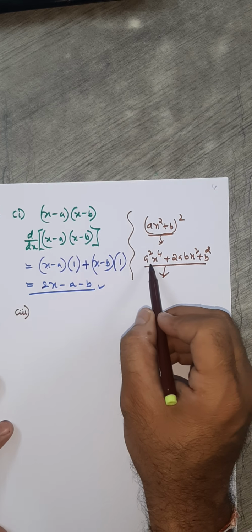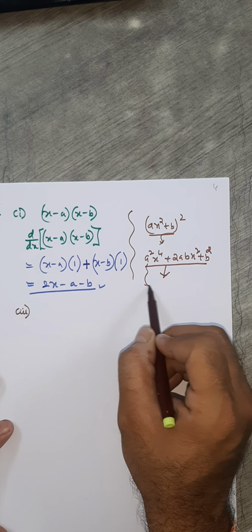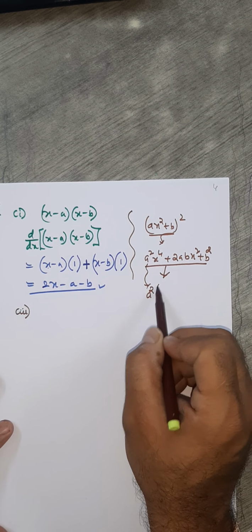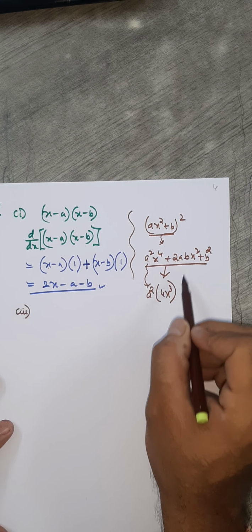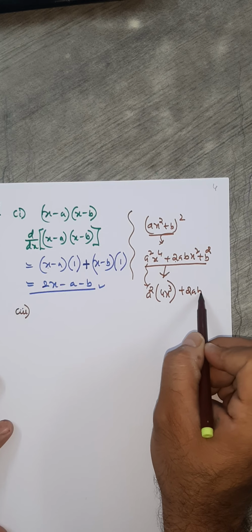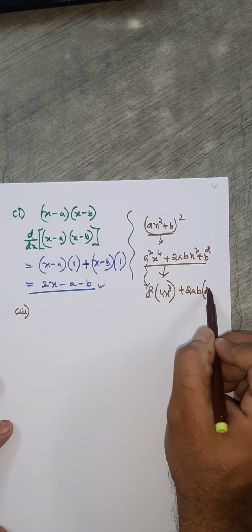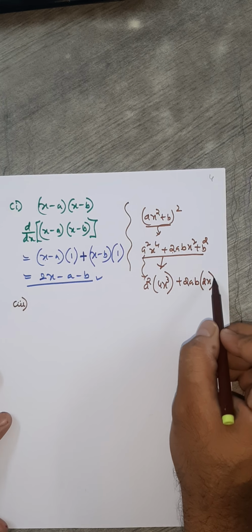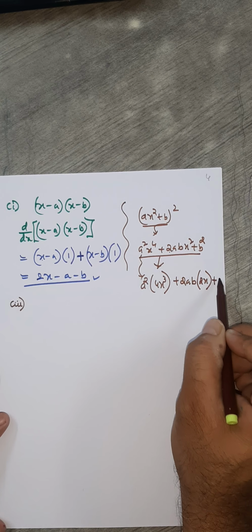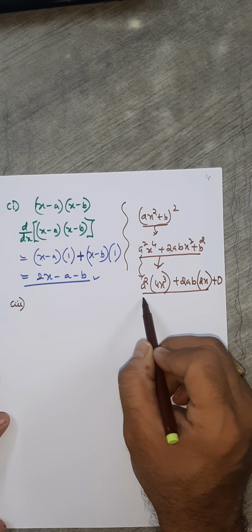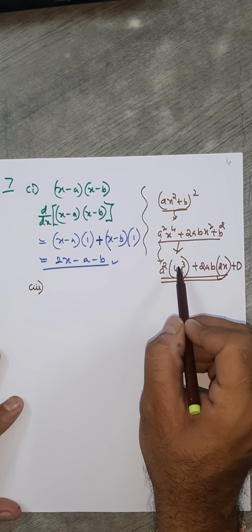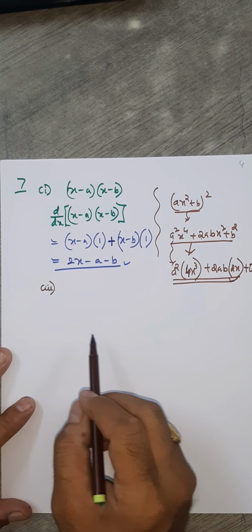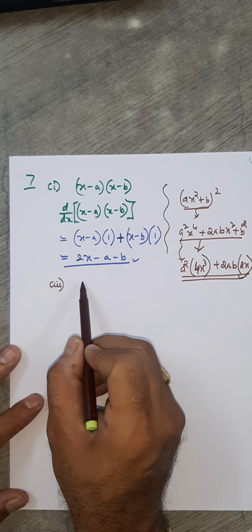Now we differentiate it. So a square being constant as it is with the function, differentiation of this one 4x cube. 2ab constant with the function as it is. What's the derivative of x square? 2x. And differentiation of b square being constant alone, derivative 0. So this is your answer. You can just take common from this. Fine. Okay, I'll go to the third one.